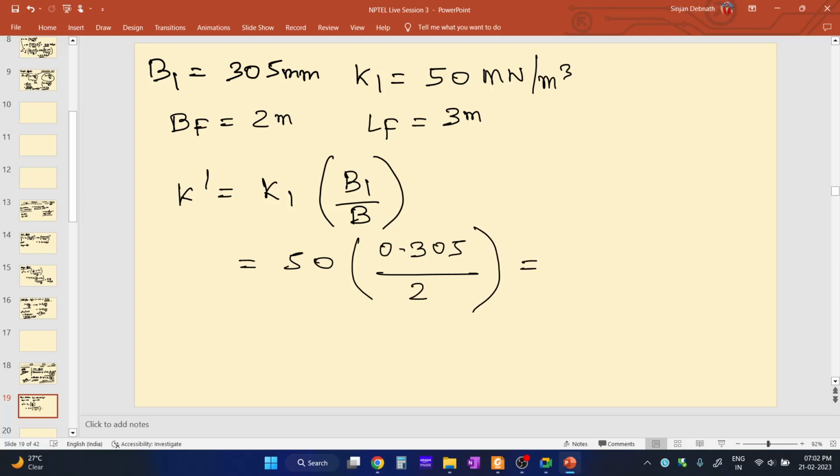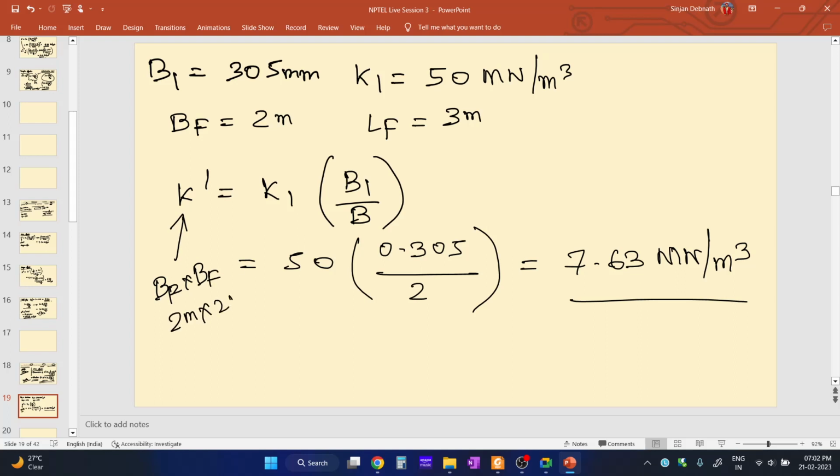If you calculate this, the answer will come out to be 7.63 meganewton per meter cube. So this K dash corresponds to a plate having dimensions BF by BF, that means 2 meter by 2 meter. Now we'll incorporate the shape effect. This is a square footing.